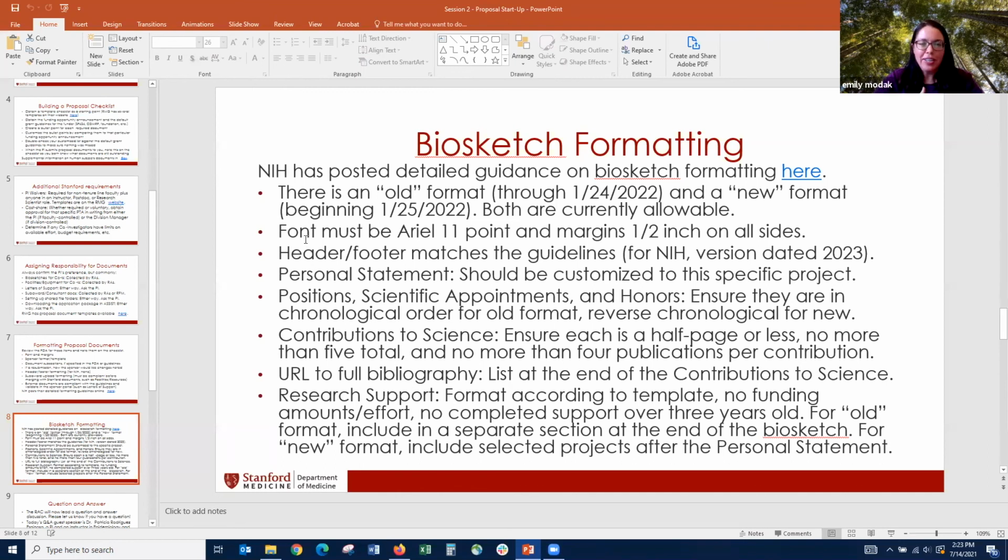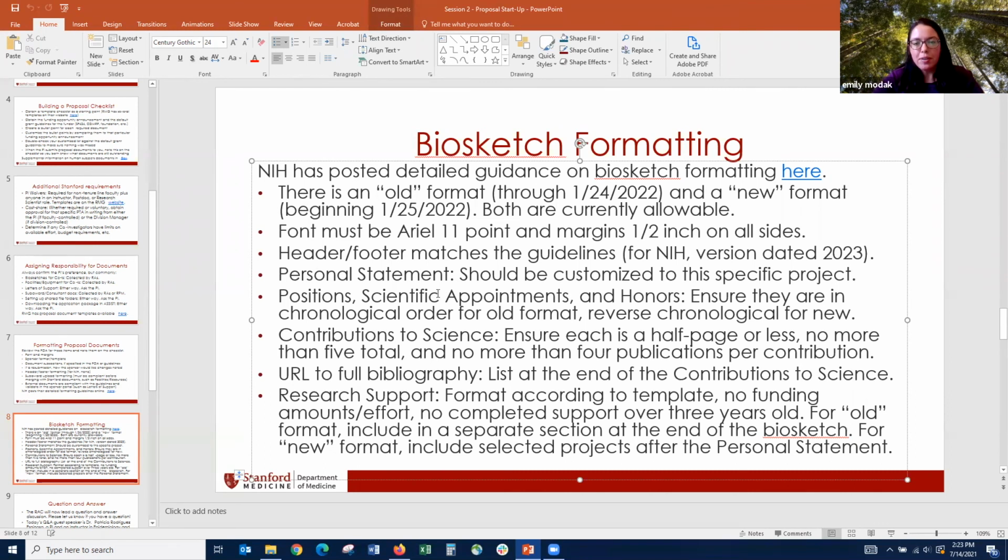So font has to be Arial 11 on all of these, margins 1/2 inch, same story. The header and footer needs to match the guidelines. For NIH, there is a header on the biosketch only, and it has to be dated 2023. The personal statement should be customized to the specific project. You can see it'll say, I believe my background and skills make me particularly well suited to this application, or something like that. That way you know it's customized.